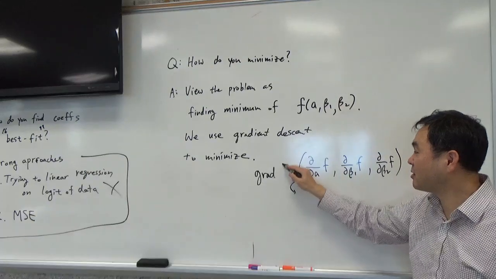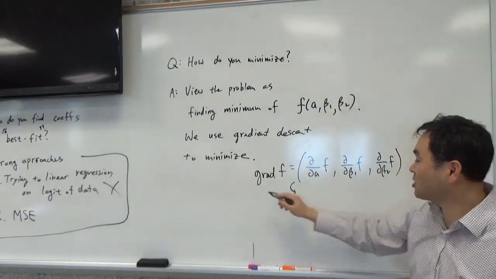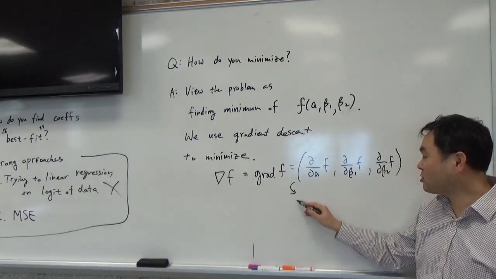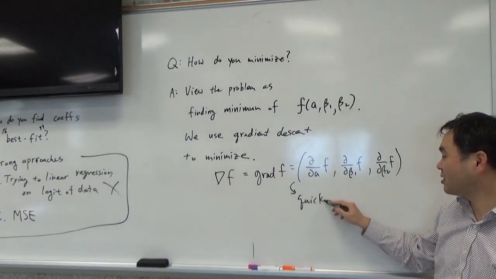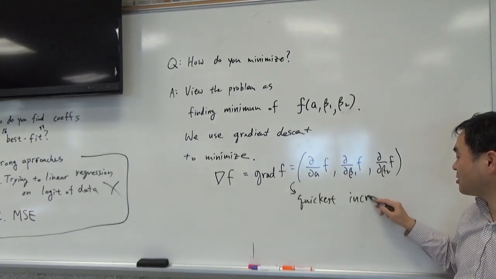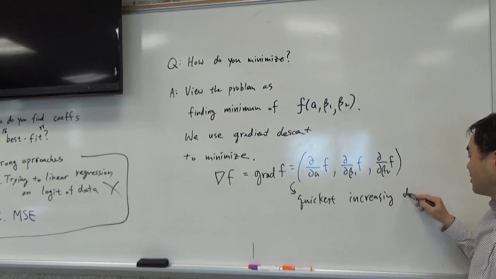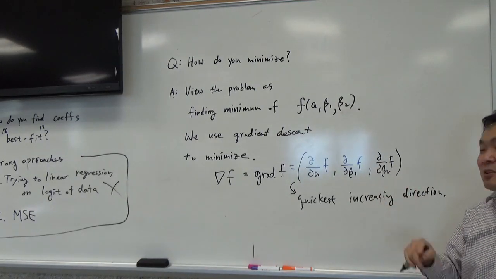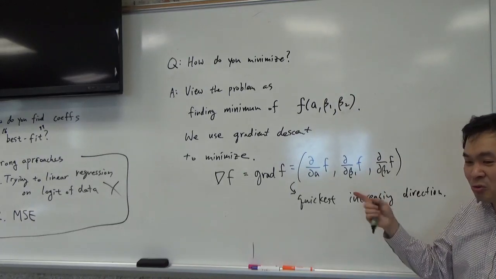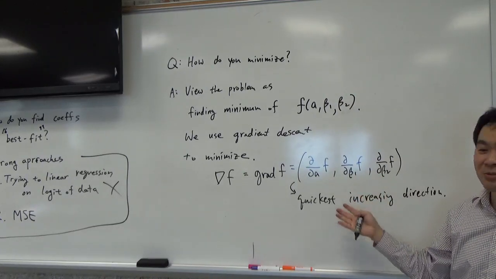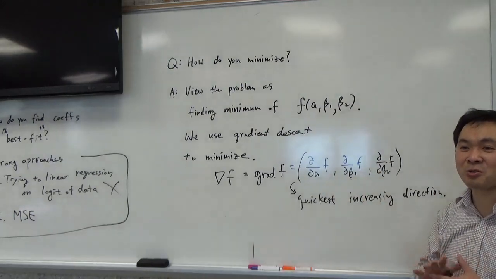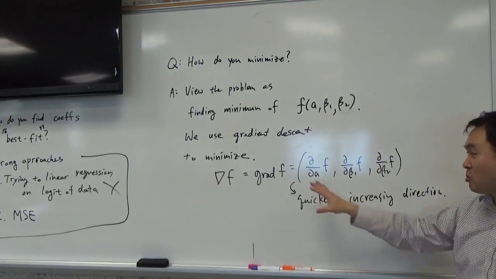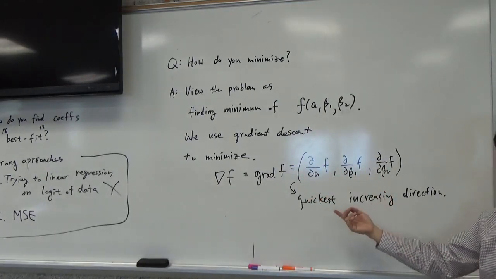Gradient of f is defined as that. Sometimes they write it as nabla f. This points to the quickest increasing direction. Okay. Why does it do that? Well, it has something to do with the directional derivative. So, if you want to know more, you can just search up my Calculus 3 video where I actually go through this in detail and why this happens.